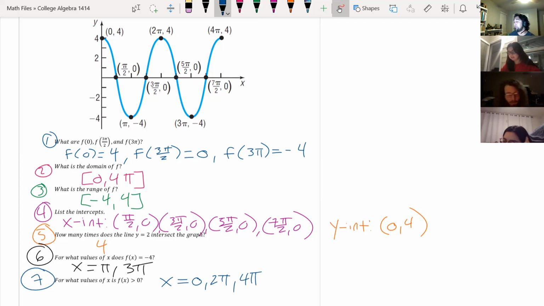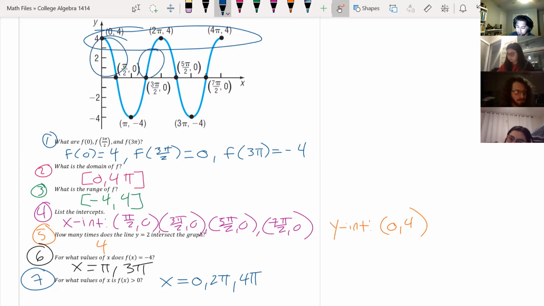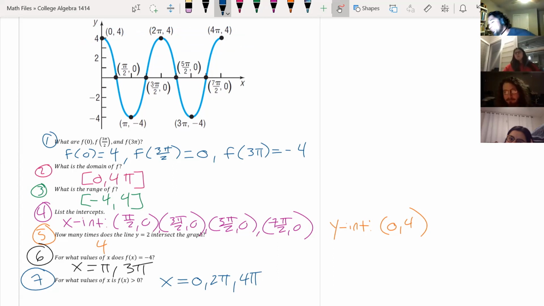So if you ever see f of x greater than 0, that just wants to know where are we above the x-axis. Shouldn't that be a range of values since it's a continuous graph? Well, not this time. Only the ones you can see. That's it. 0, 2 pi, 4 pi. Okay. And that's how you read a graph. Any questions on that? All right.